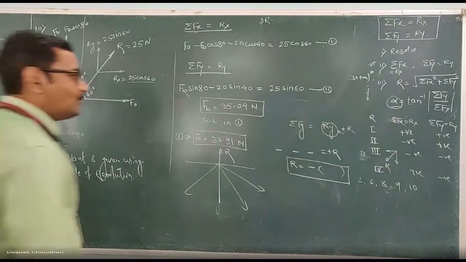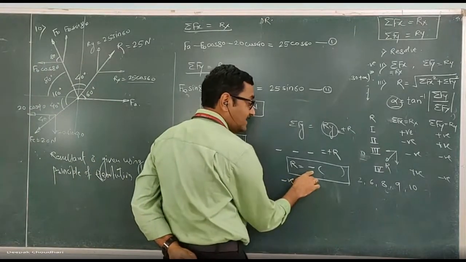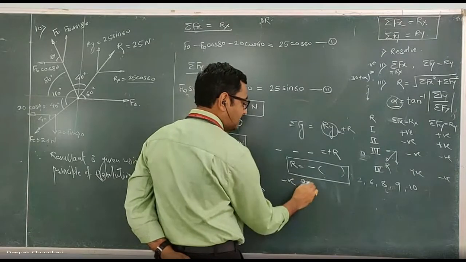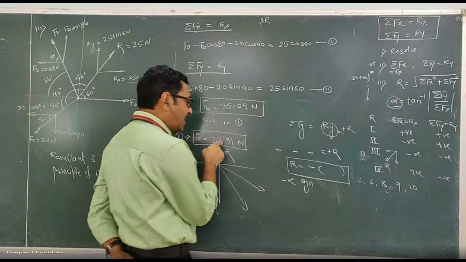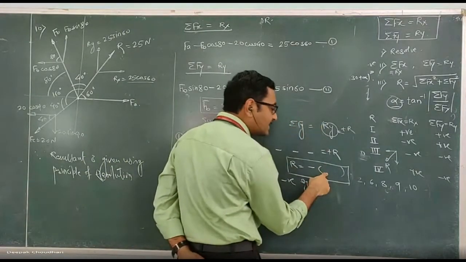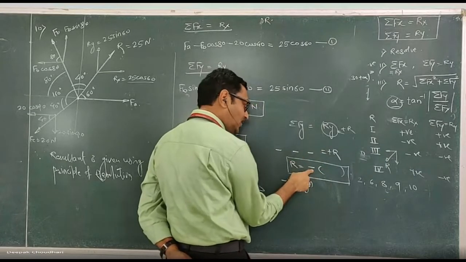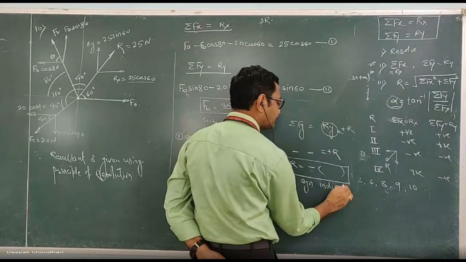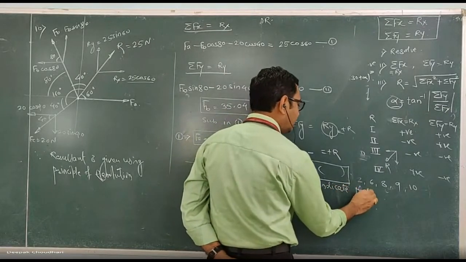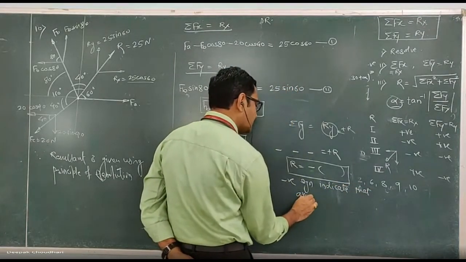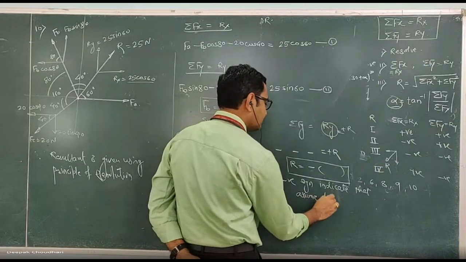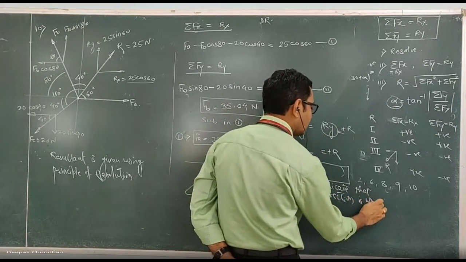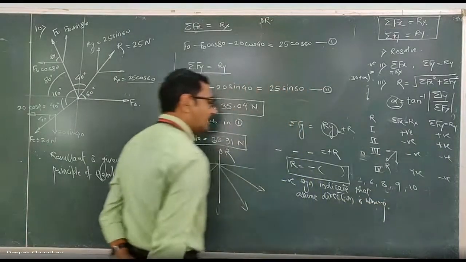Here, this negative sign does not mean that it is downward. Whenever you assume a direction and, with that assumed direction, solve the sum, if you get a negative magnitude, then the negative sign indicates that the assumed direction is wrong. And if the assumed direction is wrong, what will the correct direction be?